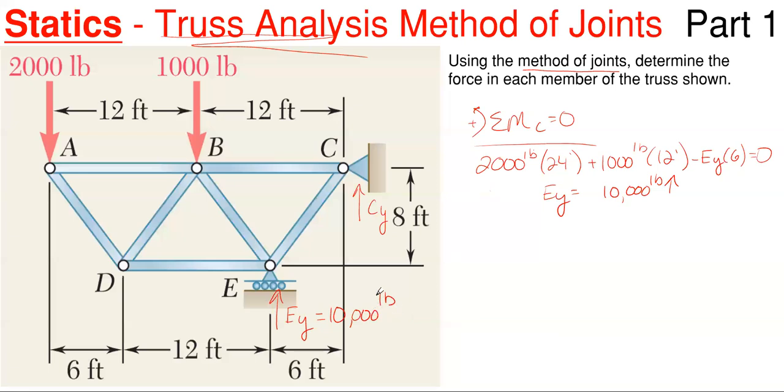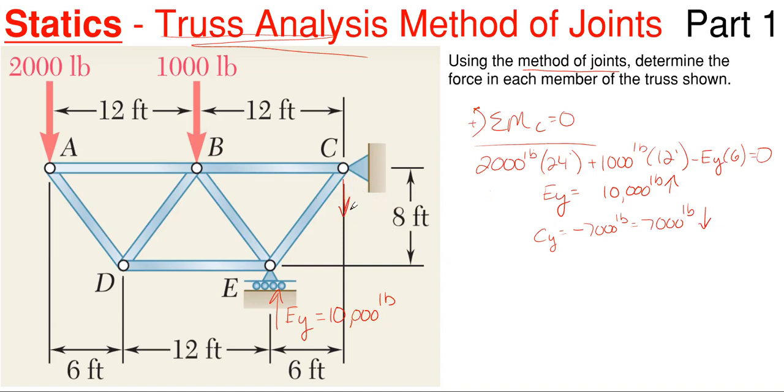Then you could sum forces in the Y direction to get C sub Y. And C sub Y, if you do it the way it's shown here, as up, you get minus 7,000 pounds, which just means I assumed the wrong direction. So it's actually 7,000 going downward.